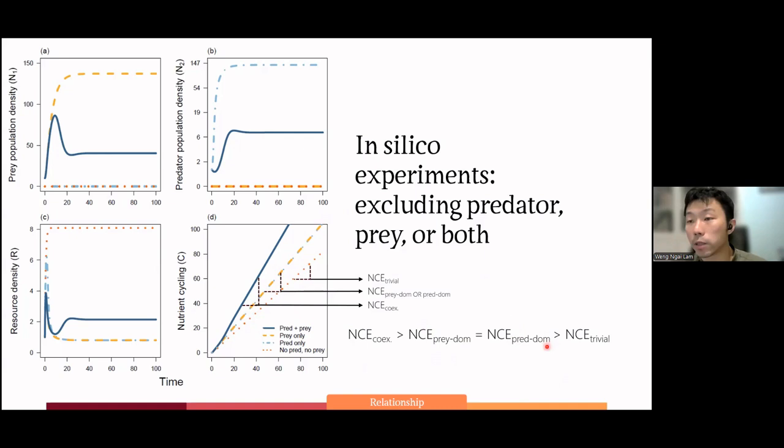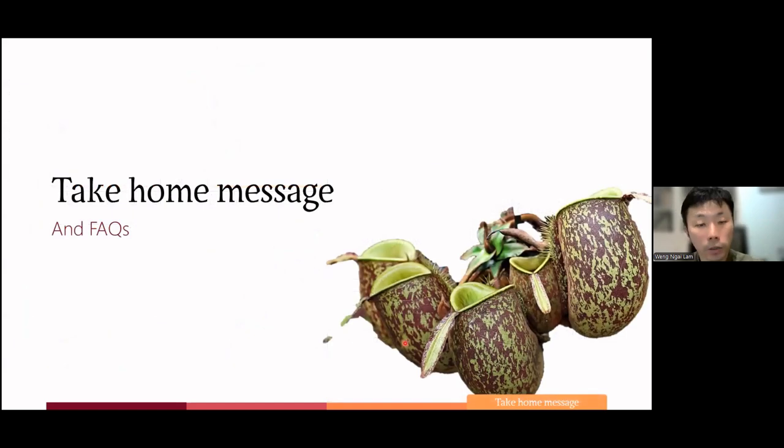And when there are no inquilines, generally the amount of nitrogen obtained by pitchers is the lowest. So no matter how you look at it, inquilines are almost always the friends of pitcher plants, in the sense that the presence of inquilines results in a net increase in the efficiency of nutrient sequestration that pitchers can achieve. So enough of technicalities. Let's talk about some take-home messages. And this is where we try to keep it a little bit simpler.